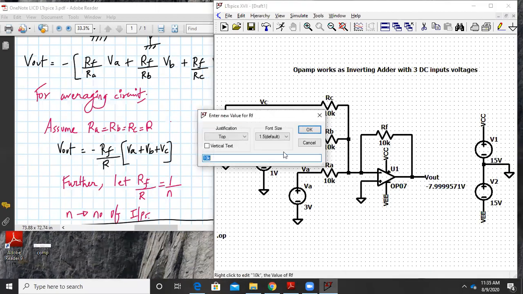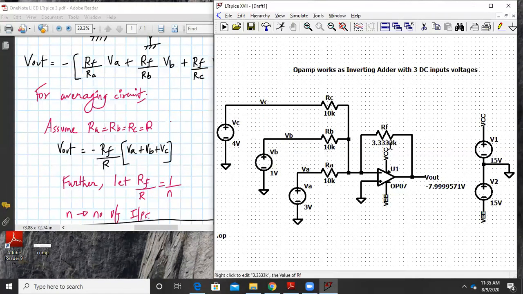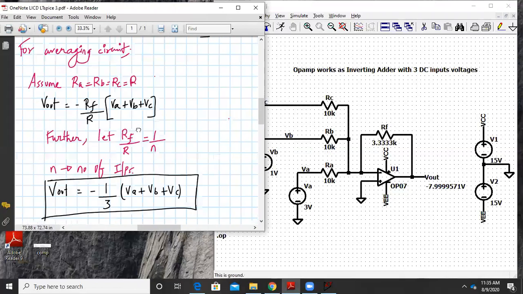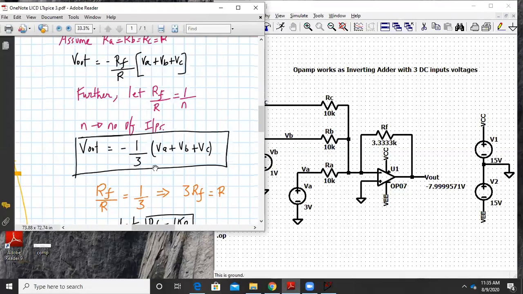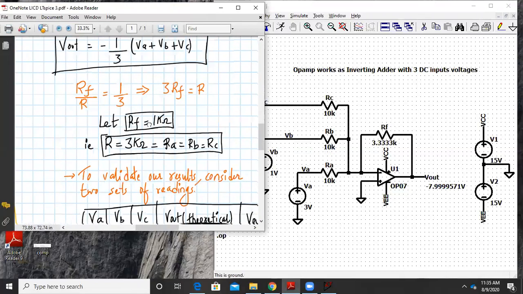So let us change that over here. So this will be 3.333 kilo ohms. So that's the value we get, and the circuit should actually work as an averaging amplifier now. So let us try to do that.